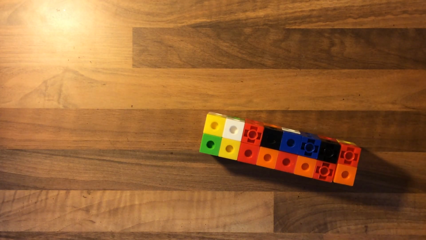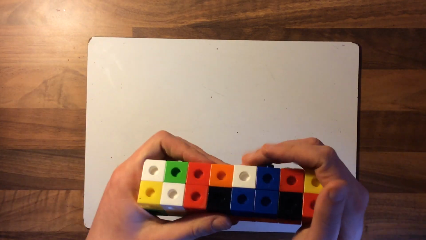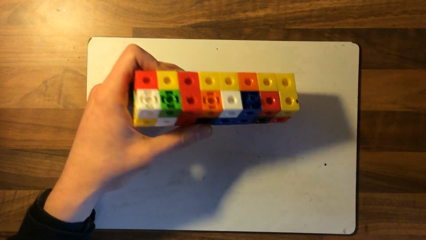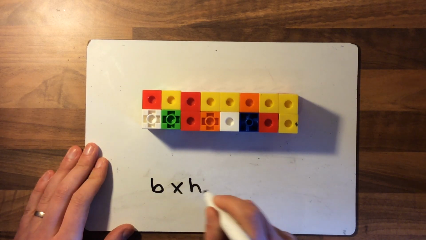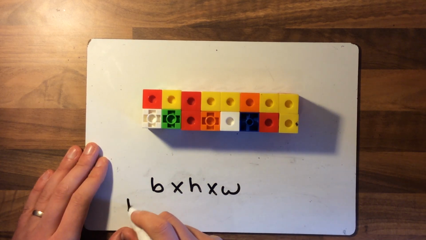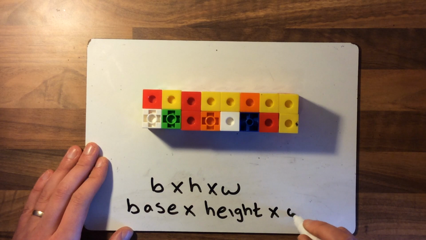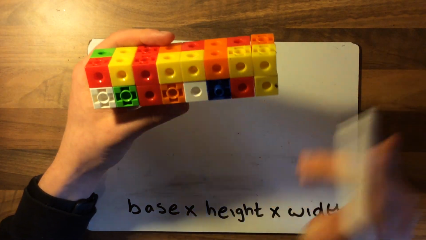at this shape here, we'll start off again first of all with a visual representation of it, a physical model. Remembering, can you remember what the formula was? B times H times W. Can you remember what that stands for? Hopefully you remembered that it stands for base times by height times by width.